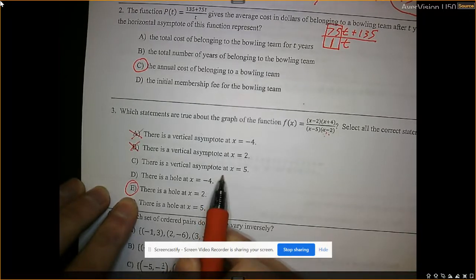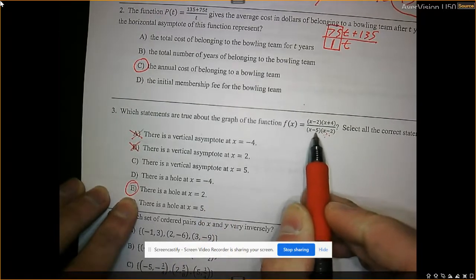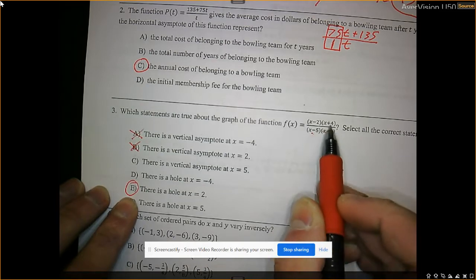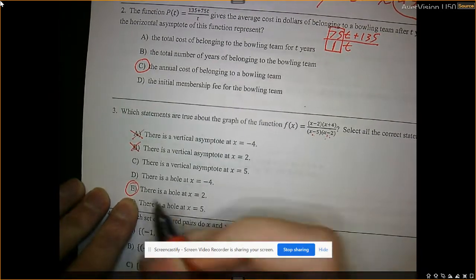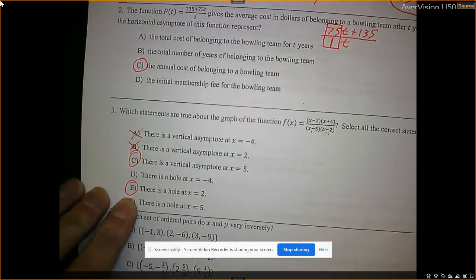Okay, vertical asymptote at x equals 5. Yeah, I have an x minus 5 down in the denominator. I don't have an x minus 5 up in my numerator, so that is correct.